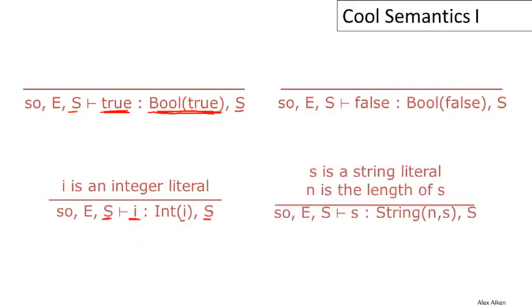And finally, strings. If s is a string literal of length n, then it will evaluate to a string object with the properties n and the string constant s.